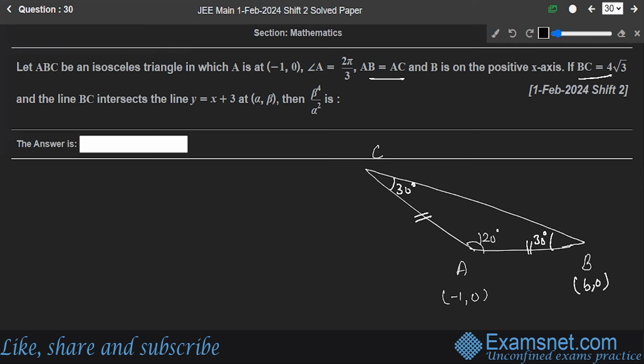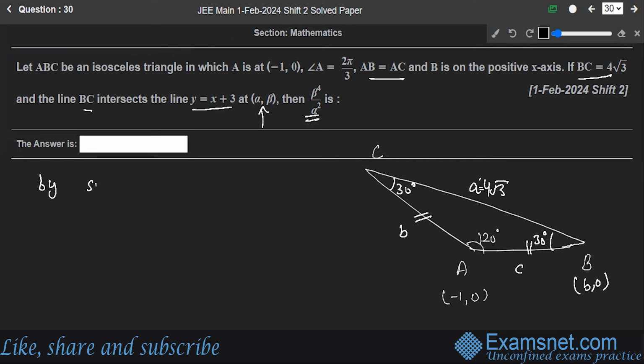Next, you are given BC is equal to 4 root 3. This line is given to you. And the line BC intersects this line at alpha and beta. You have to find out the value for this expression. Okay, so this is your angle C. This side will be small c. This is your angle A. This will be small a. And this will be your small b.